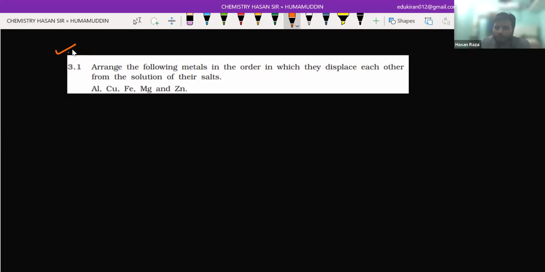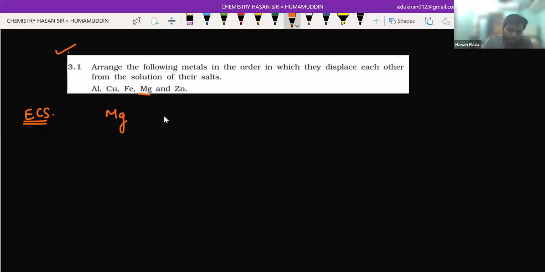Arrange the following metals in the order in which they displace each other from the solution of their salt. As I told you in the electrochemical series, what happens here? You know that the more reactive element, the element which lies above in the electrochemical series that I gave you, will displace the one which lies below. So out of these five, which is above in the ECS? I think magnesium. Yes or no?